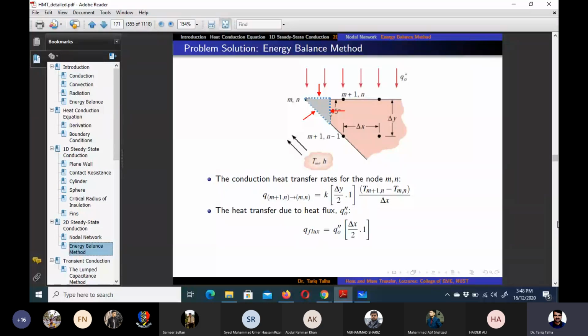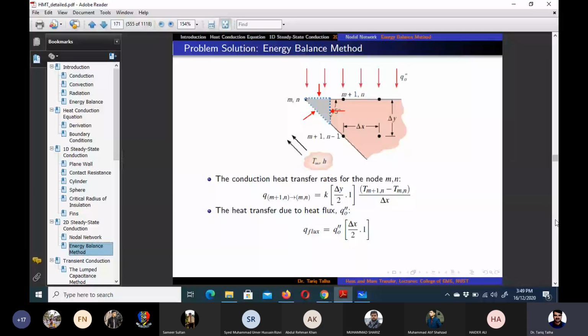Then if we want to calculate the heat flux, if heat flux is given like Q naught double prime, we want to calculate the total heat transfer. So it means that we need to multiply heat flux with the area on which it is being incident. In this case, the area would be this area of influence. This side would be delta x by 2 into 1, again unit thickness.